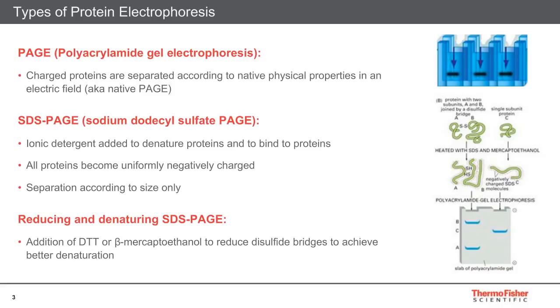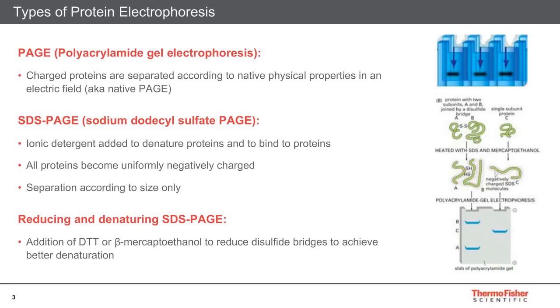This is Protein Gel Electrophoresis 101 that lists the frequently used types of protein electrophoresis. As you know, PAGE stands for polyacrylamide gel electrophoresis. In a native PAGE application, ionic detergents like SDS are not added to any of the buffers, resulting in the charged proteins being separated according to their native physical properties in an electric field. SDS is an ionic detergent, and when added to gel electrophoresis buffer, it denatures proteins and binds to these denatured proteins, providing a uniform negative charge to all proteins, which facilitates separation according to size only.